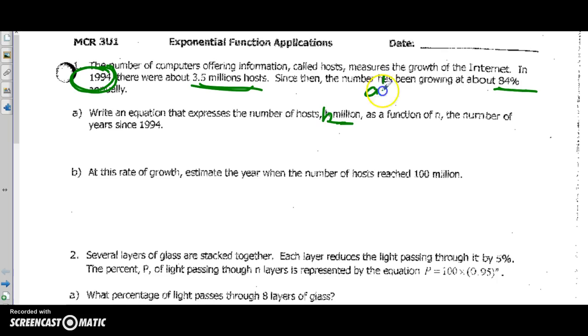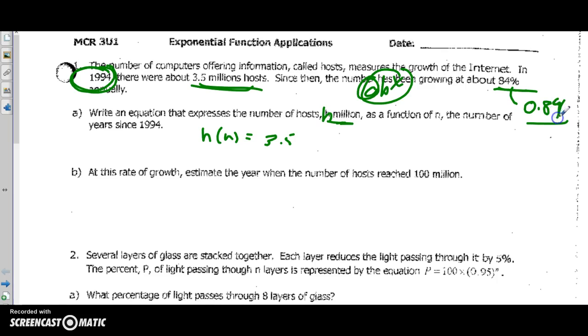So it's all based on a times b to the x. A is your initial value, b is what you're growing by or multiplying by, and x is your exponent. So in this case, we're going to have H of n. H is the number of hosts over time, and it's equal to something. You get your initial amount, which is 3.5 million, from up here, and it's growing at 84%. 84% is 0.84 as a decimal.